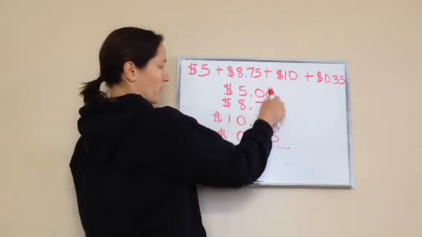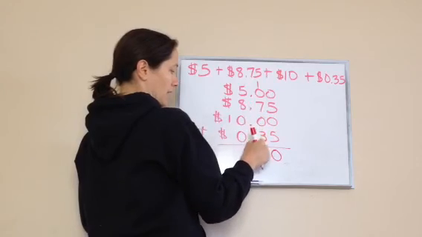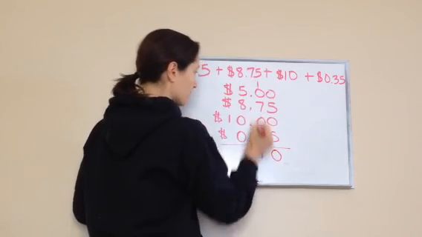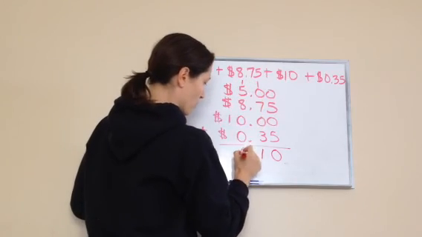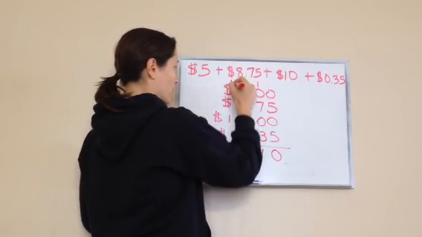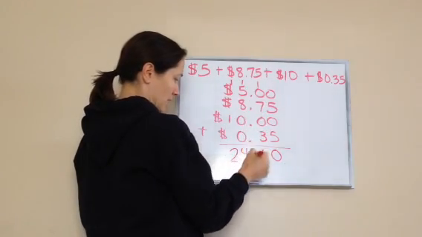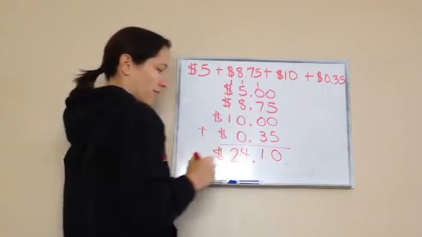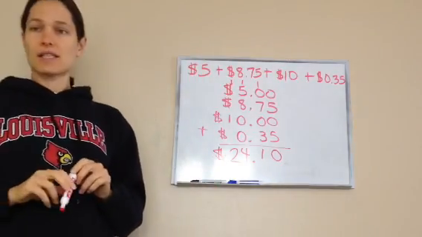5 plus 0 plus 5 plus 0 is 10. 7, 8, 9, 10, 11. 8, 9 plus 5 is 14. Carry the 1. 1 plus 1 is 2. Bring down my decimal. You should have $24.10. And that is lesson 13.